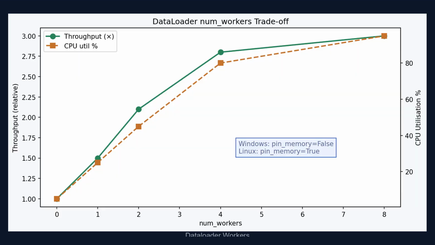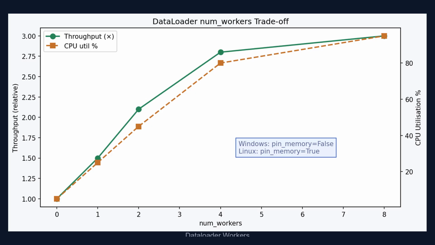This graph shows how DataLoader worker count affects throughput and CPU utilization. Throughput climbs steeply as you add workers, roughly tripling by the time you reach 8 workers. CPU utilization rises more slowly and plateaus around 50% after 4 workers. The practical implication: there's a point of diminishing returns where adding more workers costs CPU resources without meaningfully improving data loading speed. For most setups, 4 workers hits the sweet spot.